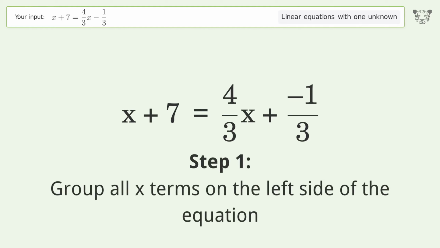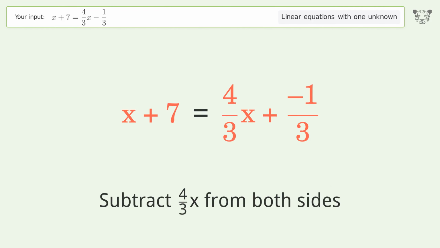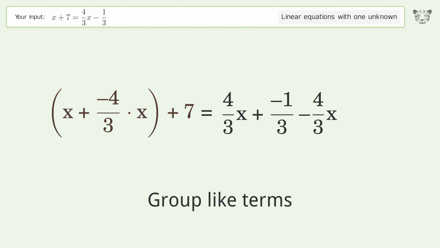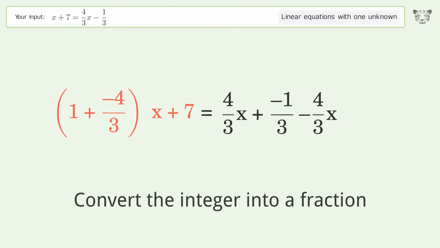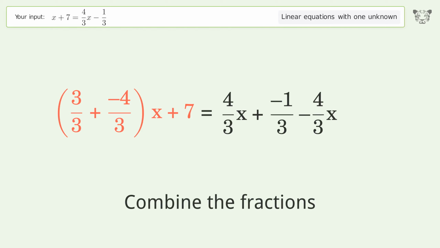Group all x terms on the left side of the equation. Subtract 4 over 3x from both sides. Group like terms. Group the coefficients. Convert the integer into a fraction. Combine the fractions.